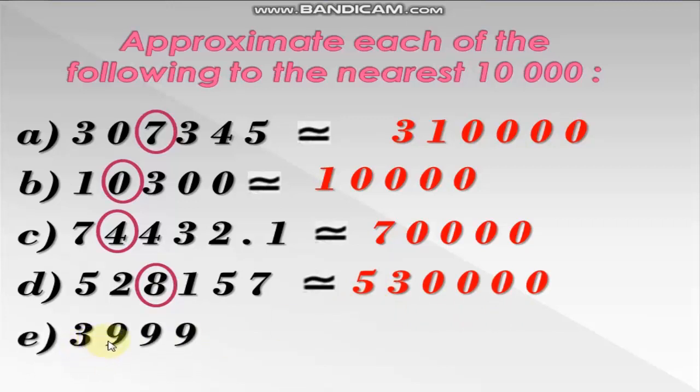Letter E. 3,999. Where is the 10,000? The 10,000 here is not here, so we say that the 10,000 is 0. Look at the 1,000. The 1,000 here is number 3. So we replace the thousands, hundreds, tens, and units by 4 zeros and keep the 10,000 with its value. The 10,000 here is number 0. So 3,999 approximated to the nearest 10,000 equals 0.